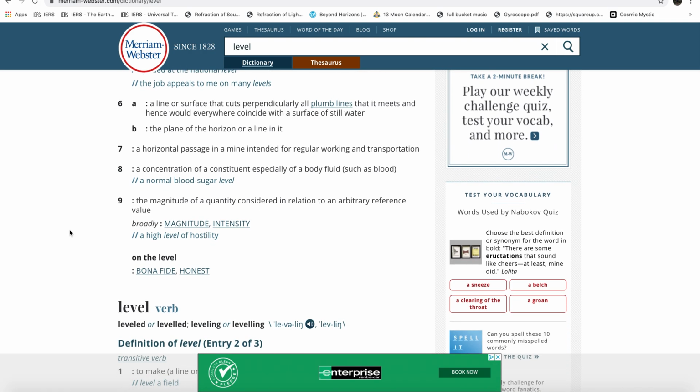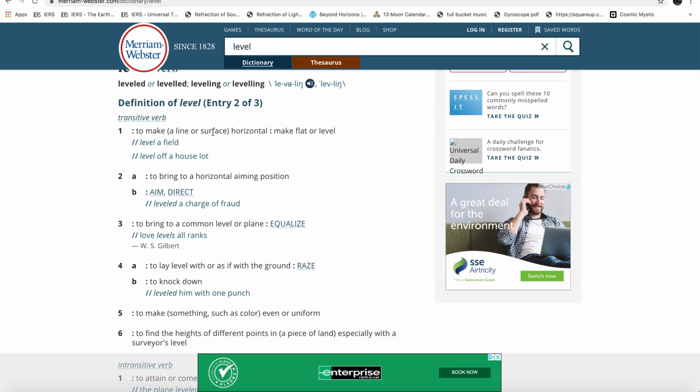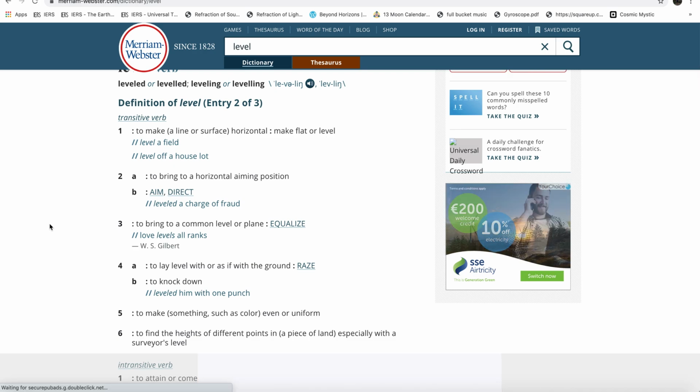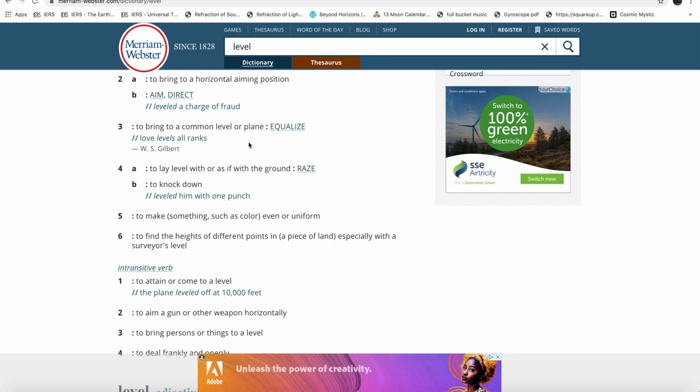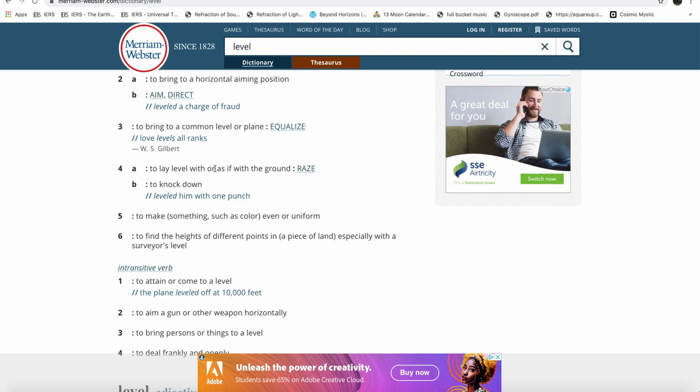We can go on a horizontal passage in a mine. To make a line or surface horizontal, make it flat or level. To bring to a horizontal aiming position. To bring to a common level or plane. Equalize. With to lay a level with or as if with the ground.